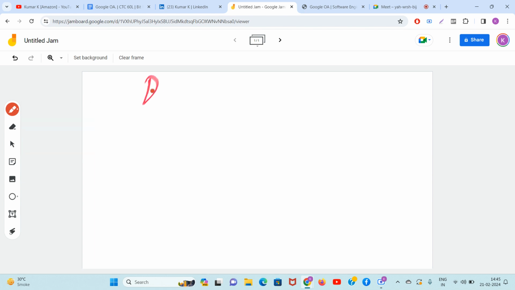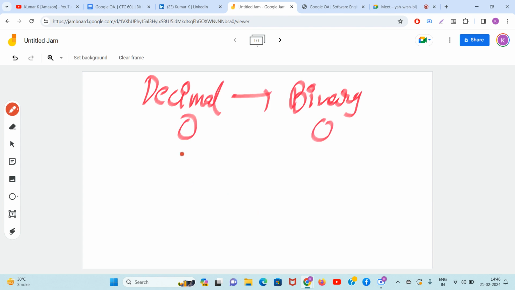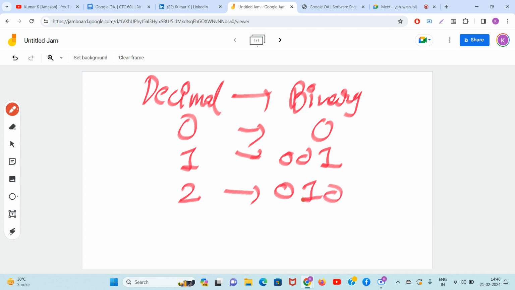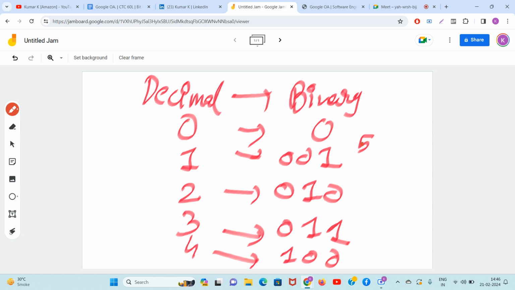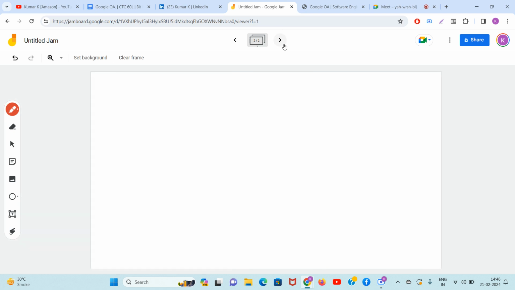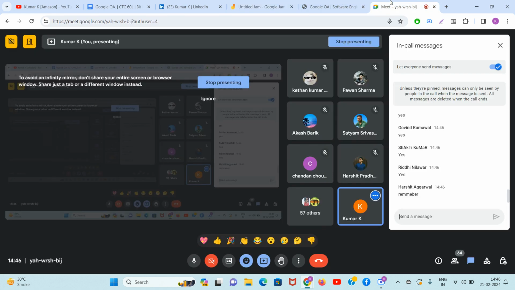See, decimal numbers, binary numbers. 0 looks like this. Decimal 1 looks like this. Add some zeros in the start, does not matter. 2 looks like this. 3 looks like this. 4 looks like this. You guys know this fact, right? Did you forget? Tell me guys in the chat, how does 5 look? Tell me the answer in the chat. How does 5 look in binary?